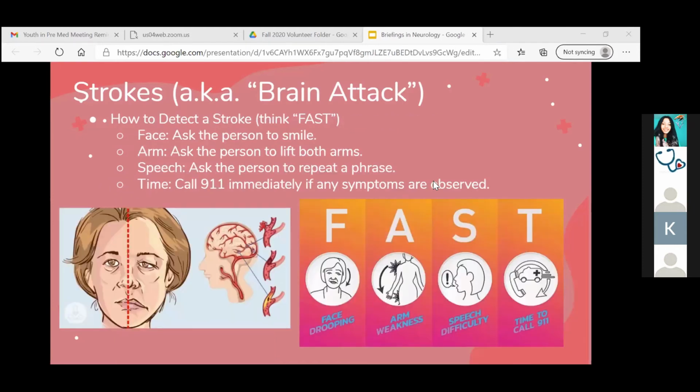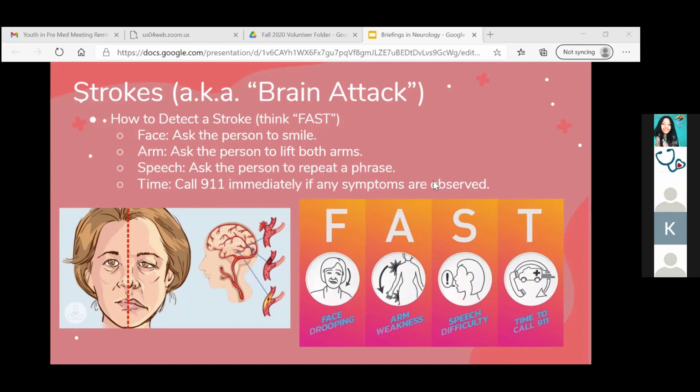To detect a stroke, remember to think FAST. The F stands for face. Ask the person to smile and check if one side of their face droops. The A stands for arms. Ask the person to raise both arms and see if one arm drifts downwards or is unable to rise. The S stands for speech. Ask the person to repeat a phrase and listen carefully for slurred or strange speech patterns.